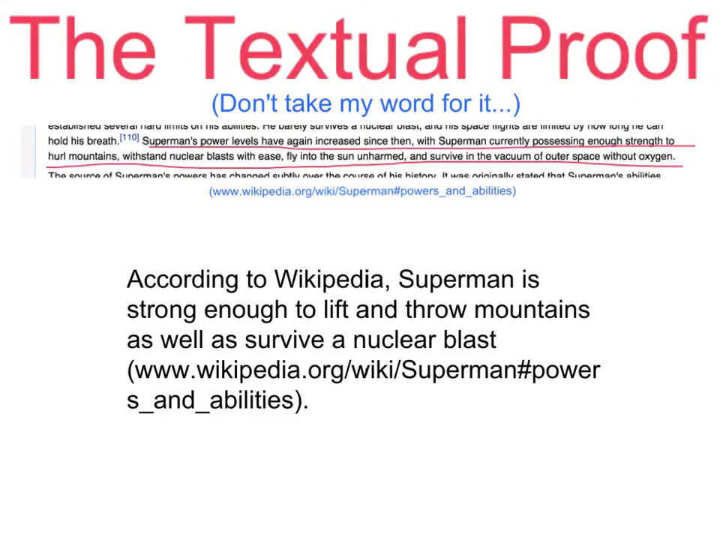Now that I've made the claim, I have to show you that I'm not just making it up. Your reader cannot take your word for it. You have to show them hard evidence. For example, I've read the Wikipedia article on Superman's powers. In my reading, I found some evidence which I've underlined here in red. So after I make the claim that Superman is stronger than Batman, I would have to write something like this. According to Wikipedia, Superman is strong enough to lift and throw mountains as well as survive a nuclear blast.